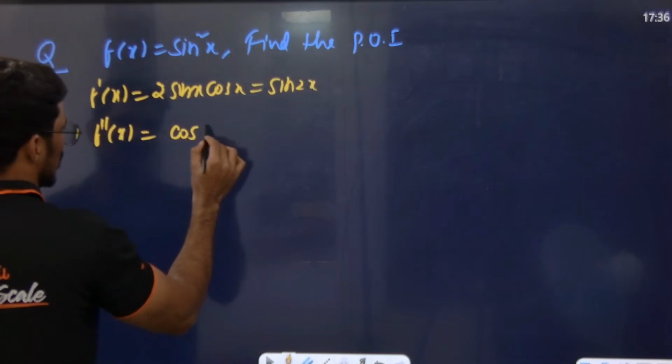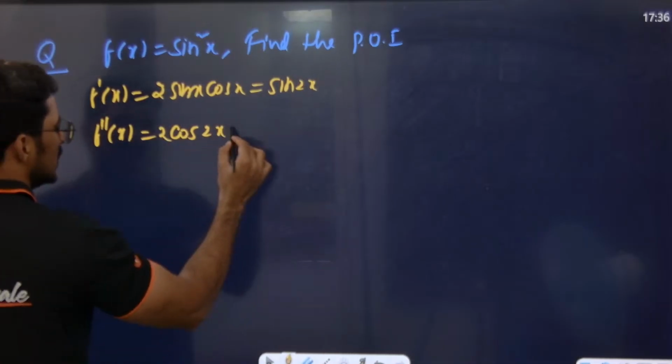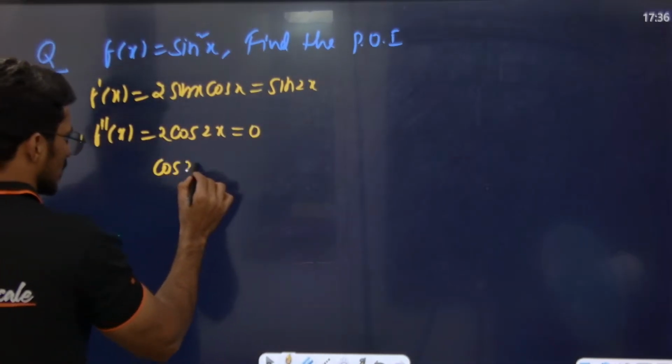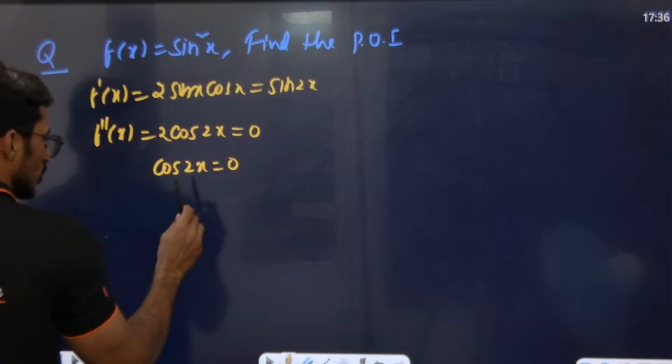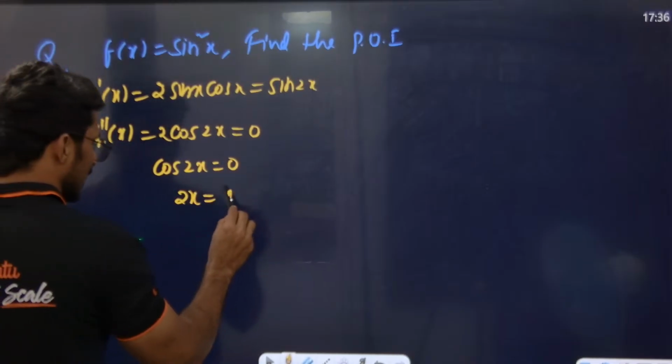f double dash of x is what? Cos 2x into 2 sir. If we equate this to 0, we get cos 2x is equal to 0. Cos 2x is equal to 0 is nothing but basically 2x should be equal to 90.